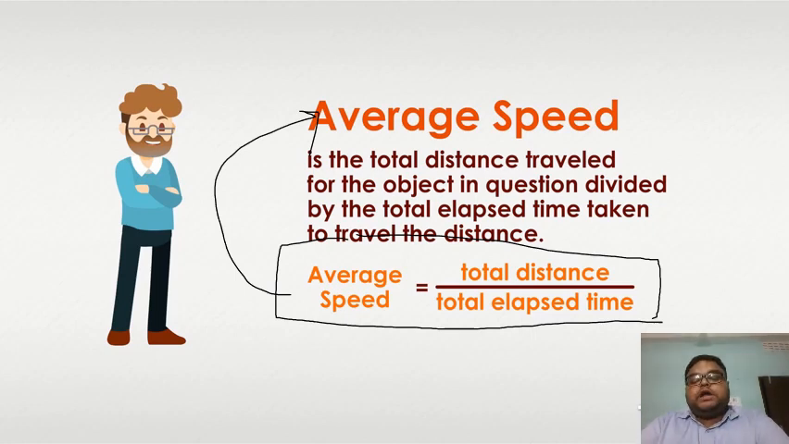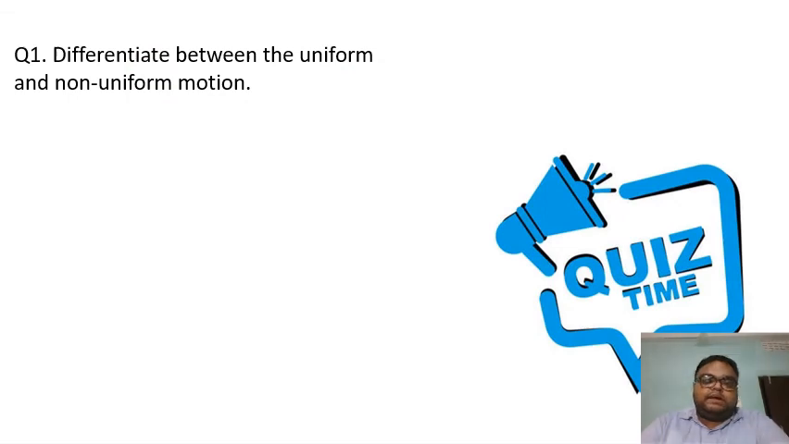Okay, students. So now let's move ahead. There is a quiz for you, and in this you need to differentiate between the uniform and the non-uniform motion. First of all, in the case of uniform motion, we can say that the body covers equal distance in equal period of time. So that is uniform motion. In the case of non-uniform motion, we say that the body is covering unequal distance in equal period of time.